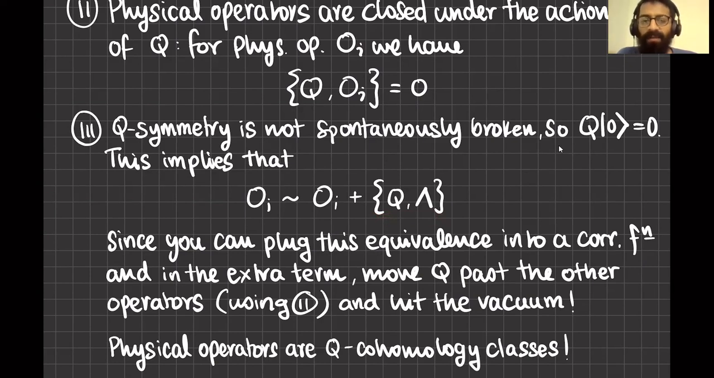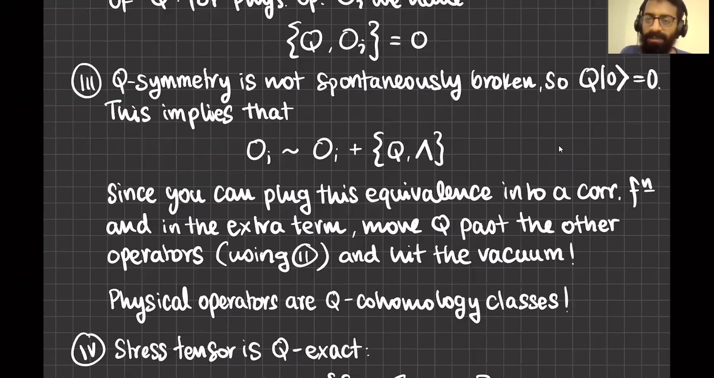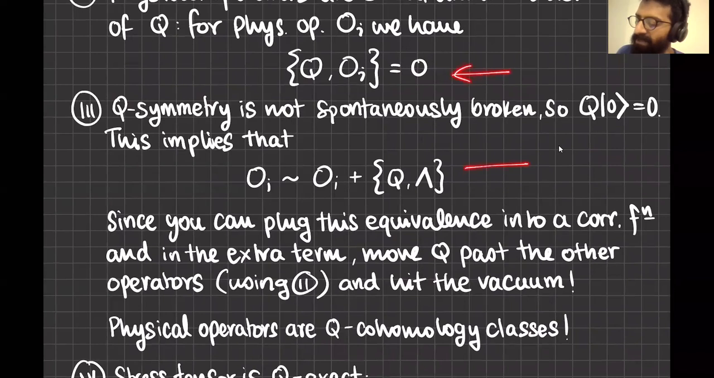So what we're saying is that physical operators are in what are called Q cohomology classes. Okay. What is a Q cohomology class? A Q cohomology class is defined by these two conditions. It says that Q has to commute with the operator, and also that the operator plus Q acting on anything else is equivalent to the operator. So the space of operators gets cut up into these pieces. Okay. And the fact that physical operators are Q cohomology classes is precisely why these are called cohomological field theories.